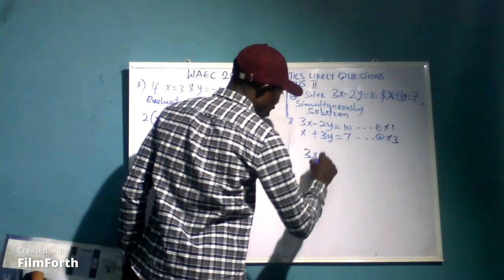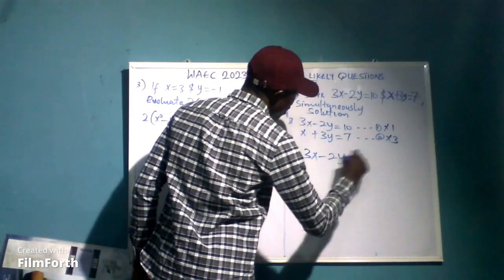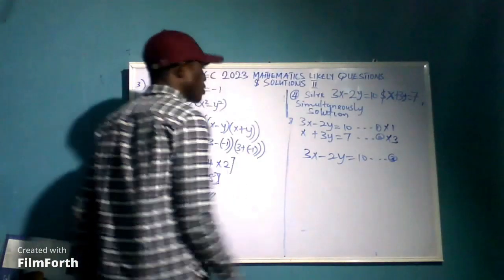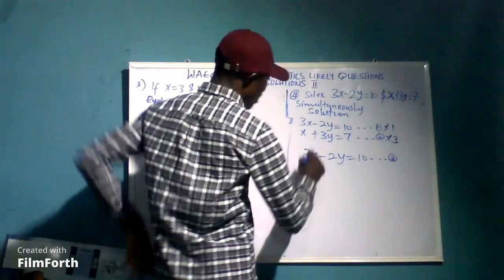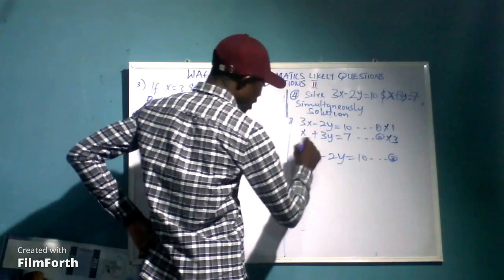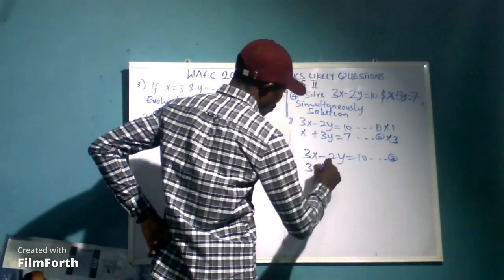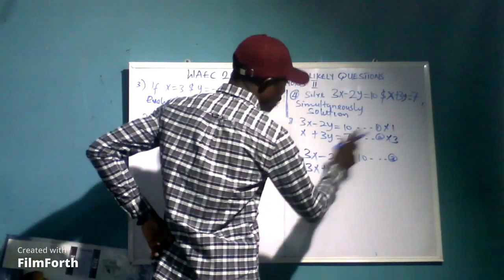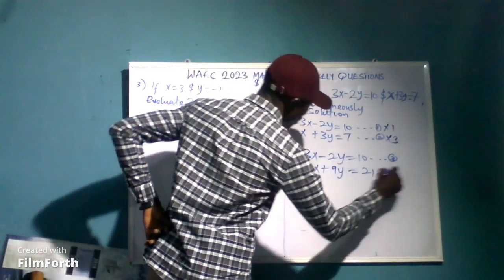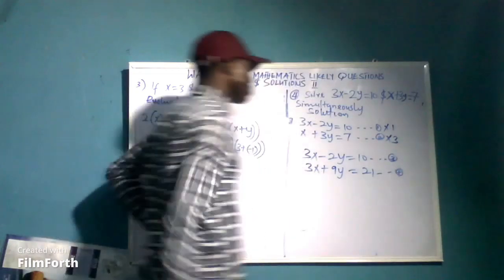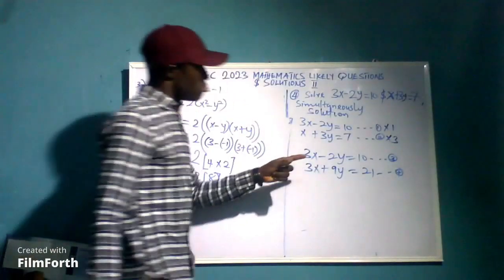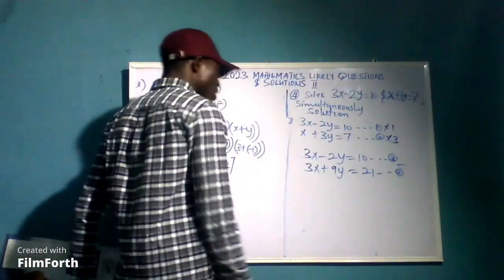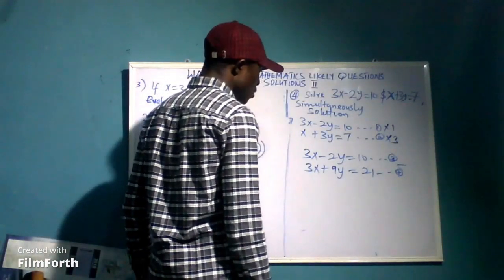So we have 3x minus 2y equal to 10. Call this equation 3, for clarity purposes. Now equation 2 multiplied by 3: this will be 3 times x, 3x, plus 3y times 3, that will give us 9y, and 7 times 3, that will give us 21. Call this equation 4. So subtract equation 3 from equation 4.